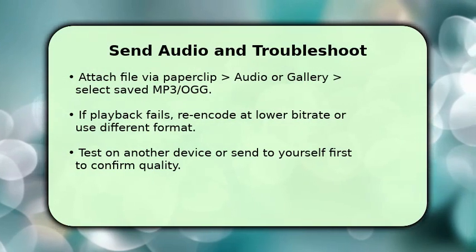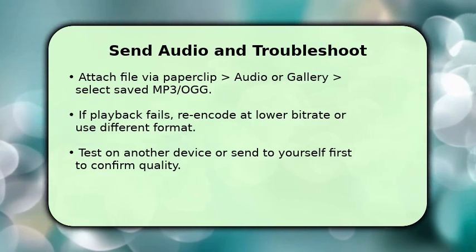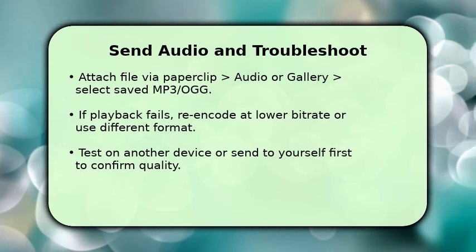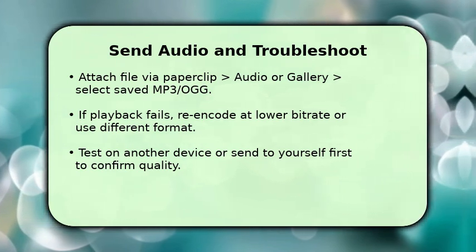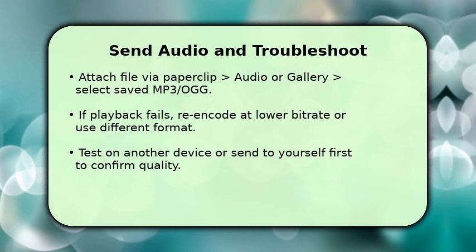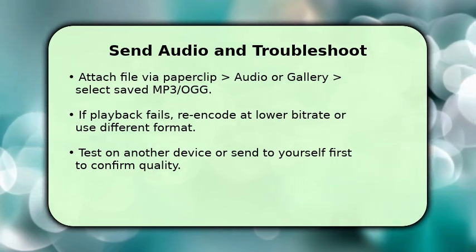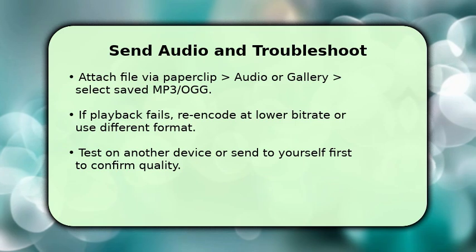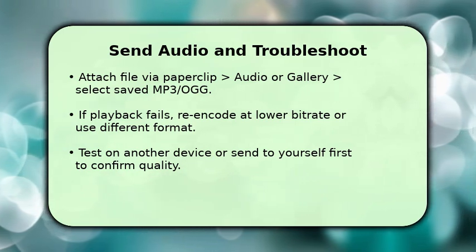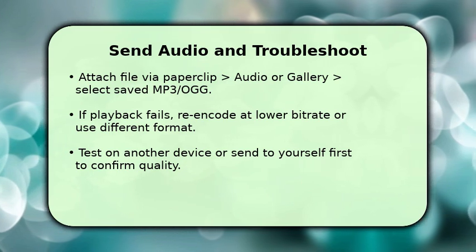Finally, attach the saved audio in WhatsApp. Tap the paperclip, choose audio or gallery, and select your file. Send it and listen to ensure volume and pronunciation match expectations. If playback fails or recipients report issues, re-encode at a lower bitrate or convert to a different format.